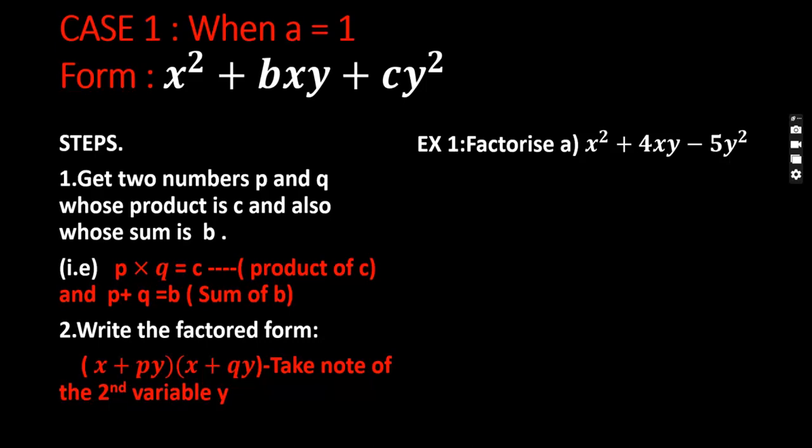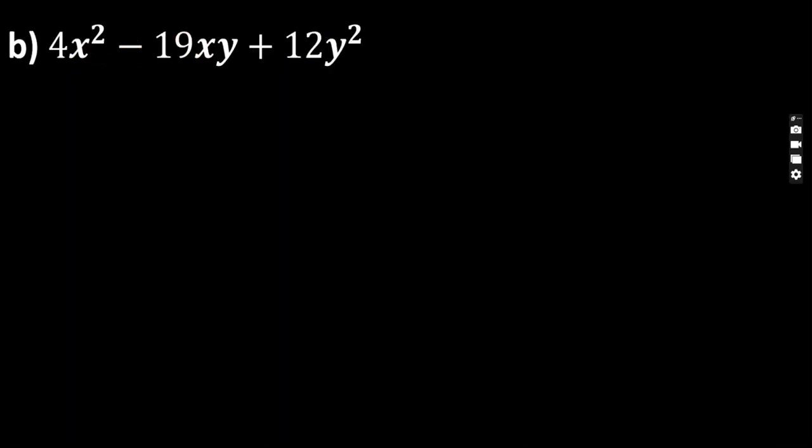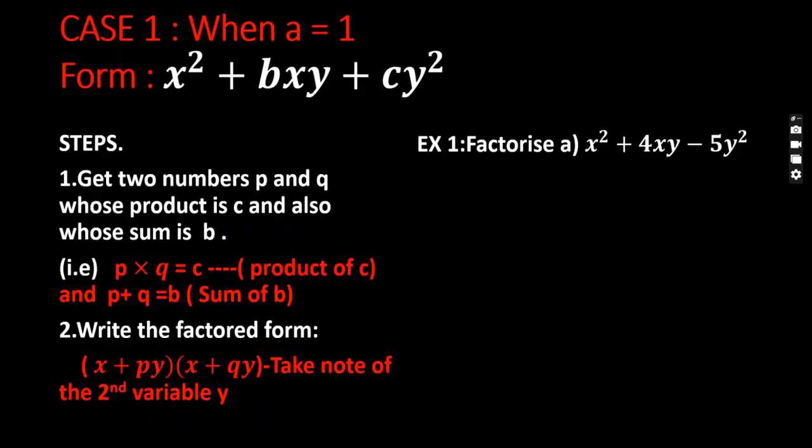x squared plus 4xy minus 5y squared, something like this. y squared plus 2yz plus z squared, something like this. 4x squared minus 19xy plus 12y squared, in the space of 1 minute. Mind you, we are looking at the shortcut approach.